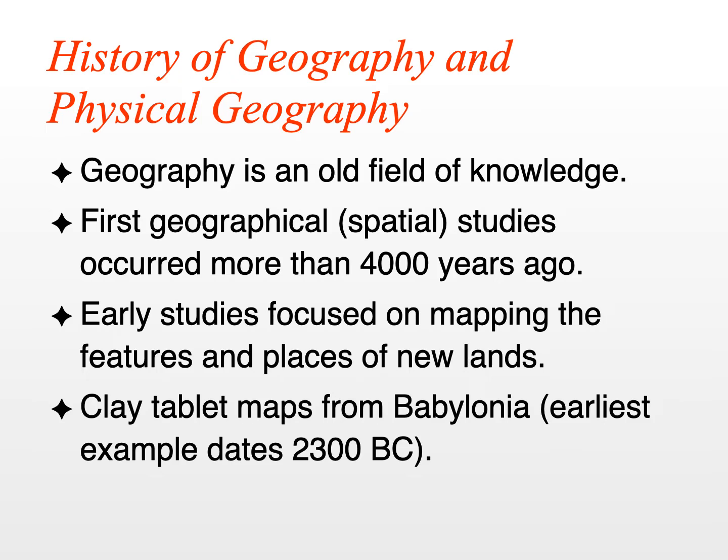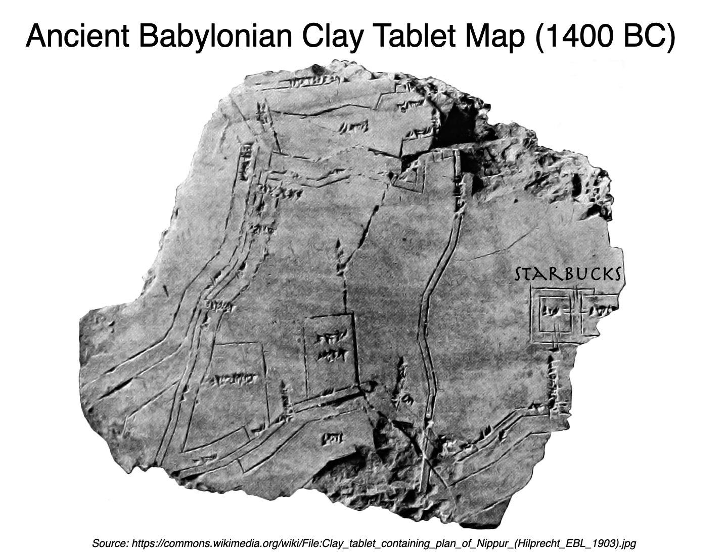As early as 2300 BC, people in Babylonia were creating clay tablet maps. This image shows a clay tablet map that was dated to 1400 BC. On it we can see a whole bunch of features depicted.